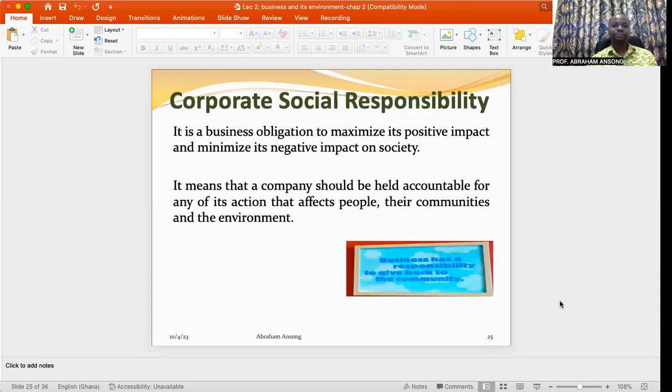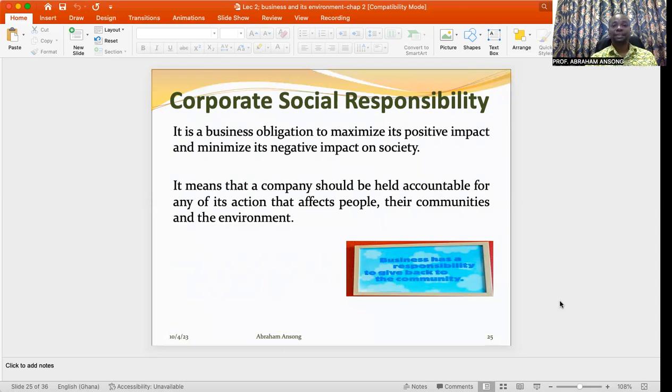Right, so that fits into the subtopic that we're going to look at under the business environment, which is the concept of corporate social responsibility. So it is a business obligation to maximize its positive impact and minimize its negative impact on society. So the whole idea is that, yes, you're in business to make money, but in your quest to make money, try to minimize the negative impact that you are likely to have on society.